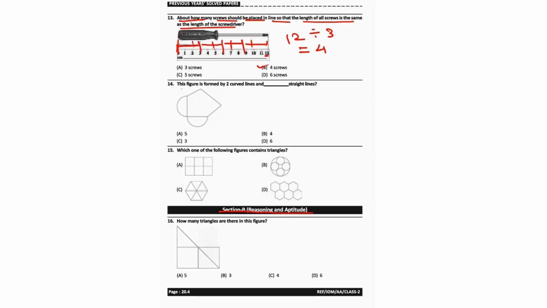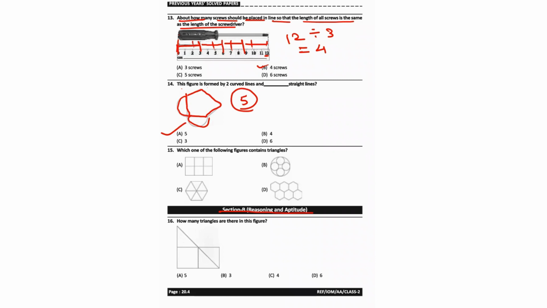Next, the figure is formed of 2 curved lines. This is one curved line. This is another curved line. And how many straight lines? 1, 2, 3, 4, and 5. So 5 straight lines and 2 curved lines. Option A as my answer.